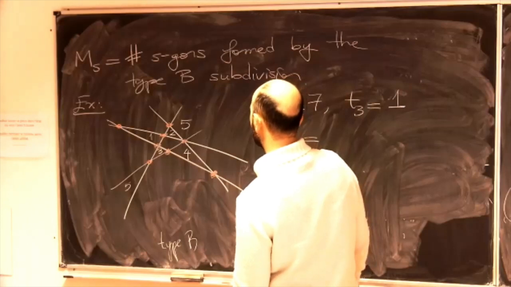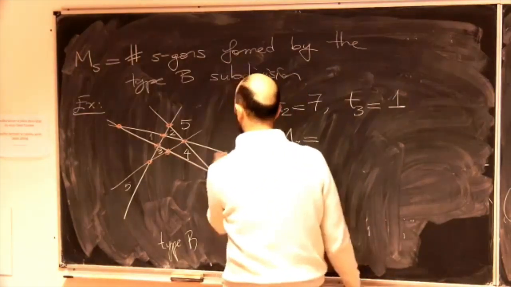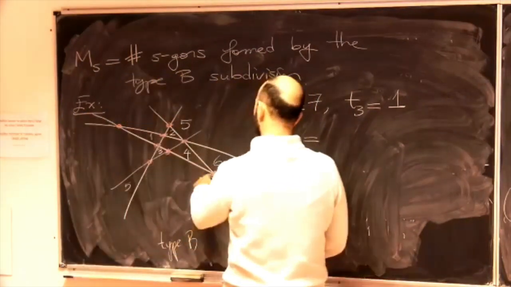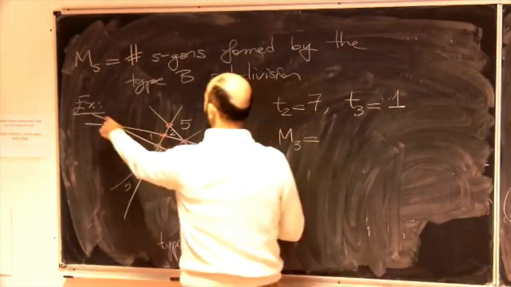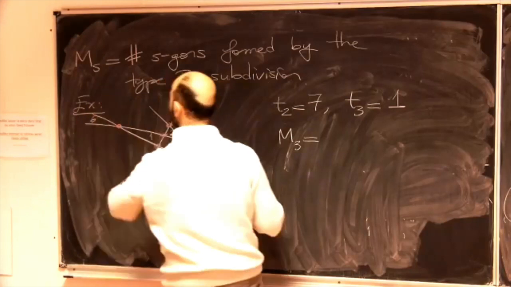Let's see. Then I think there's one here, because this line is a continuation of this one, that line is a continuation of that one, so this is region 6.